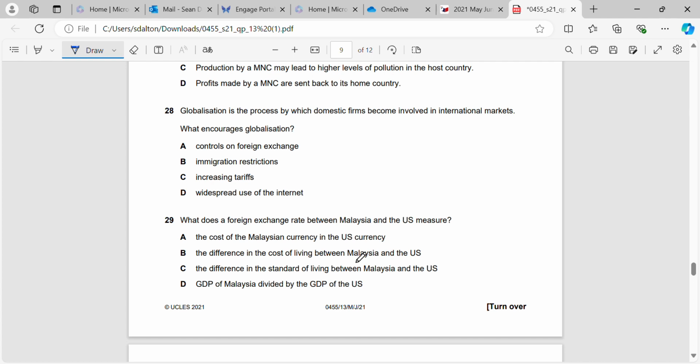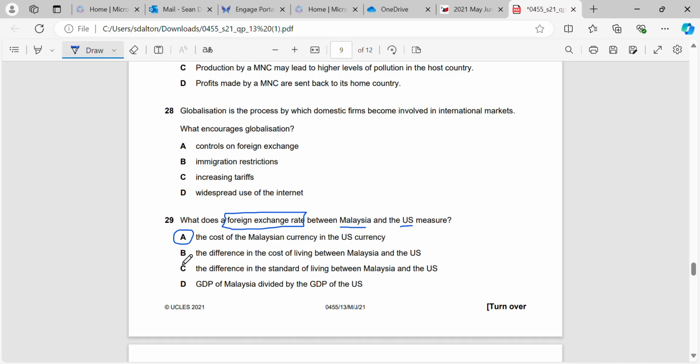Okay, so we're starting at 29. What does the foreign exchange rate between Malaysia and the US measure? The thing to remember is a foreign exchange rate measures the price of one currency in terms of another currency. So the correct answer here will be A. It will measure the cost of the Malaysian currency in terms of the US currency.